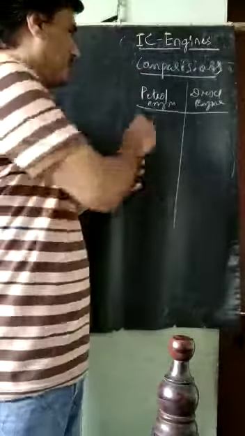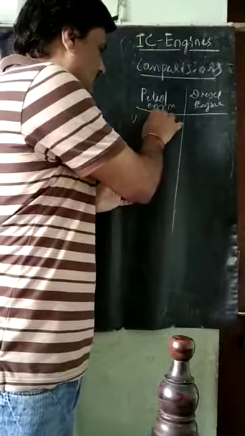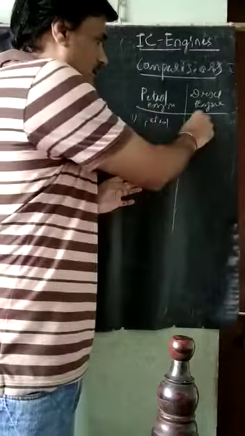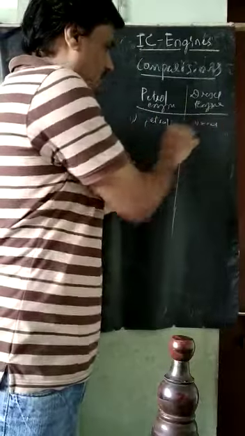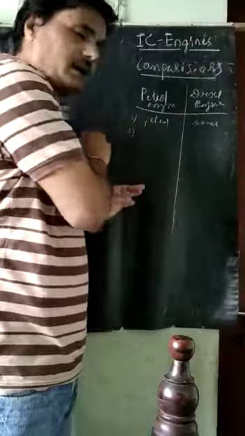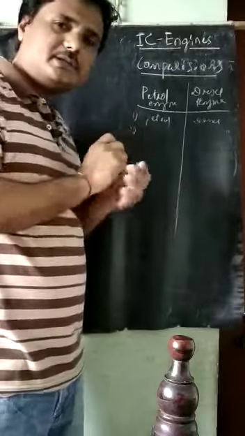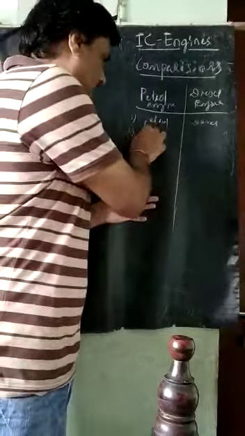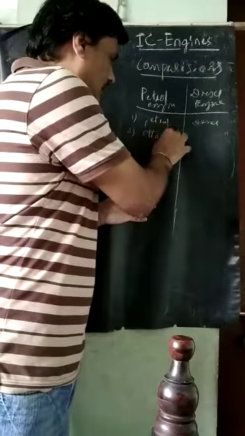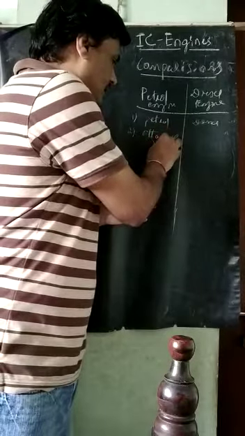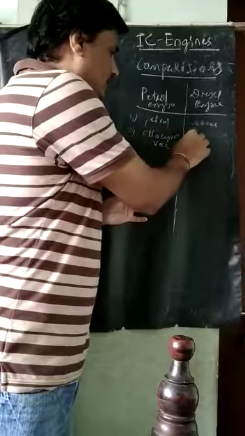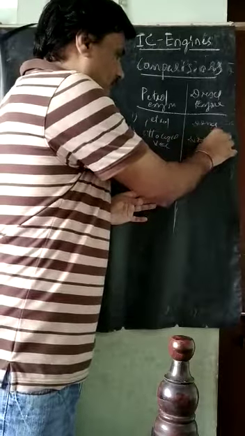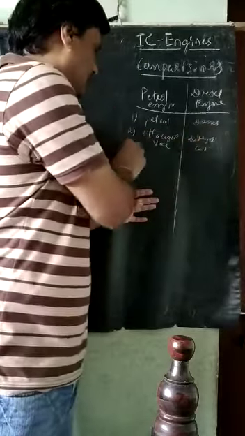In case of the petrol engine, as we know, petrol is the fuel. Here it is diesel. Very important. Next, this petrol engine always works on the Otto cycle. An Otto cycle means it is a constant volume cycle, V is equal to C. The diesel engine works on the diesel cycle.